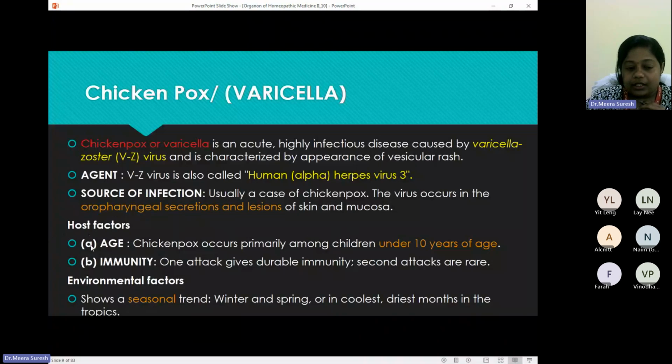And in the host factors, age: usually this is seen in children under 10 years of age. Immunity: one attack gives durable immunity. Second attacks are very rare, and if at all it is happening, it will usually be herpes zoster. Environmental factors: chickenpox always shows a seasonal trend, which means in winter and spring. And if it is a tropical country, it will usually be in the coolest and driest month.